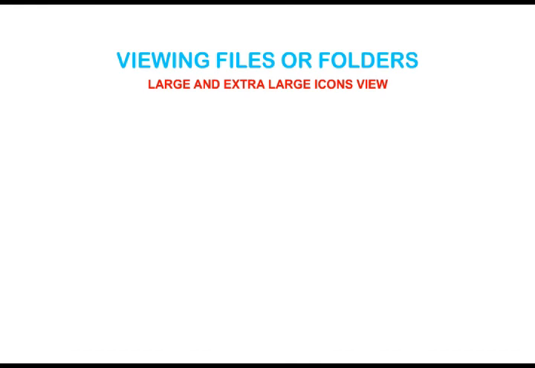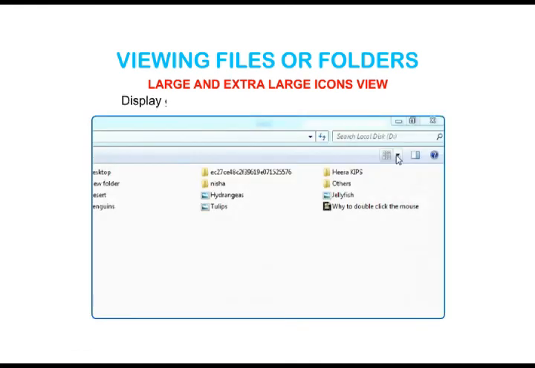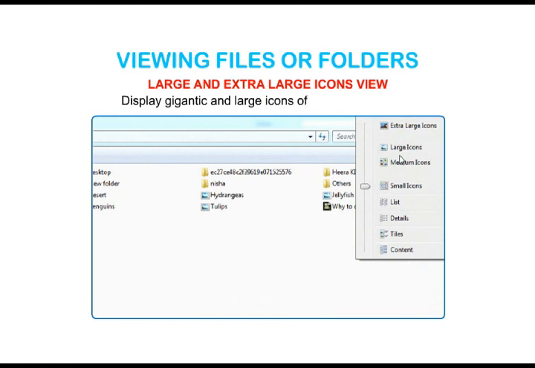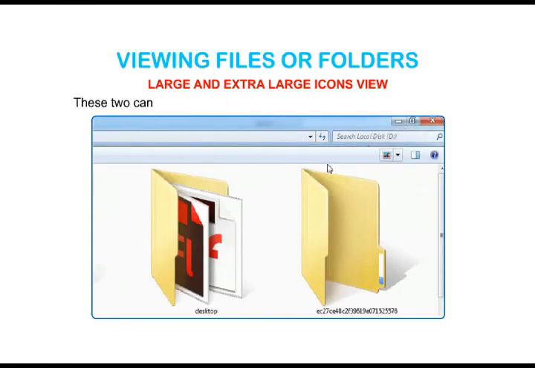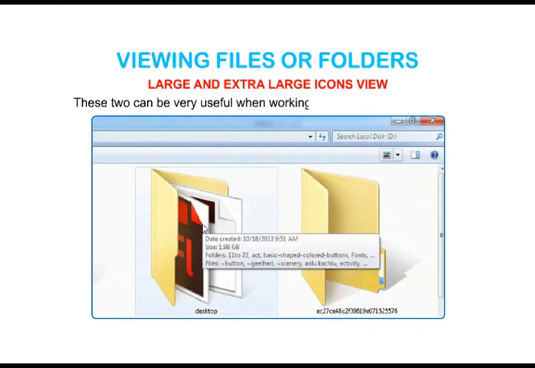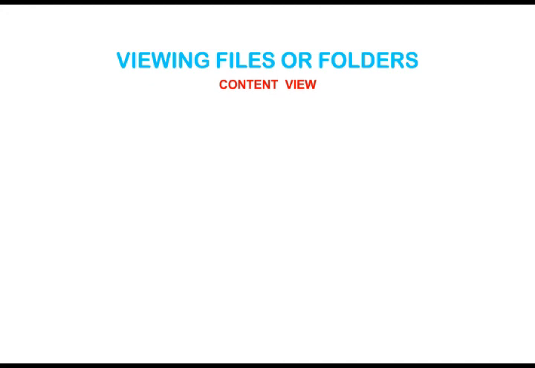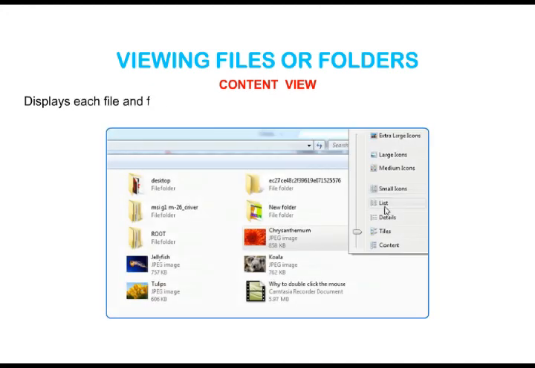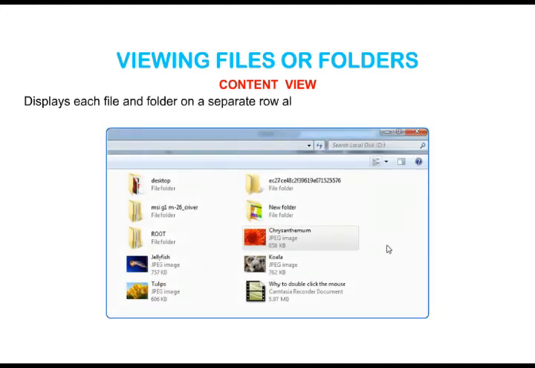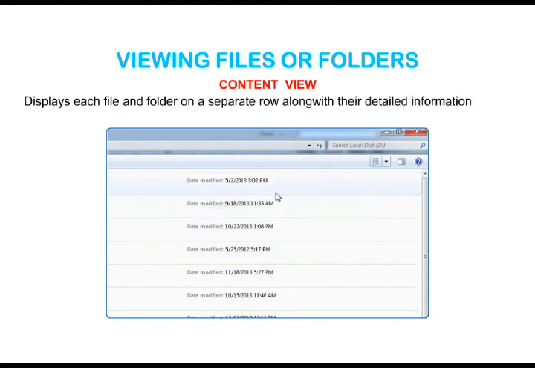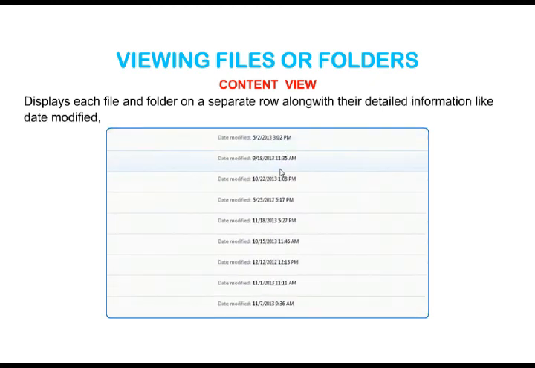Large and Extra Large Icons View displays gigantic and large icons of the files and folders. These two can be very useful when working with images and video files. Content View displays each file and folder on a separate row along with their detailed information like date modified, size, author, etc.